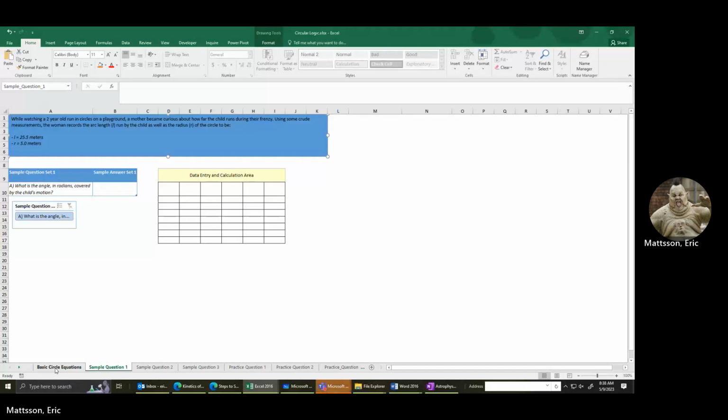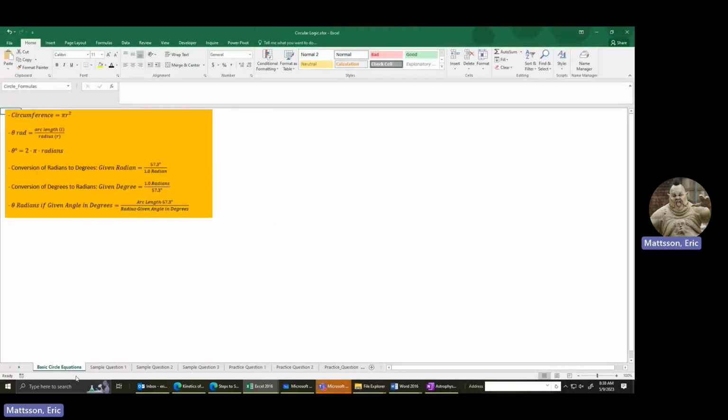Let's look at these practice questions. I've got 3 sample questions here that we'll go over that cover the 3 equations that we looked at.